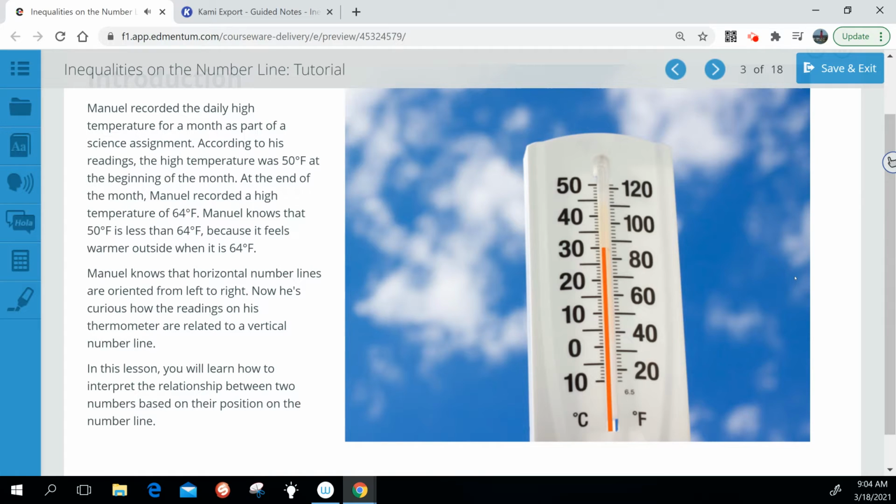Manuel knows that horizontal number lines are oriented from left to right. Now he's curious how the readings on his thermometer are related to a vertical number line. In this lesson, you will learn how to interpret the relationship between two numbers based on their position on the number line.